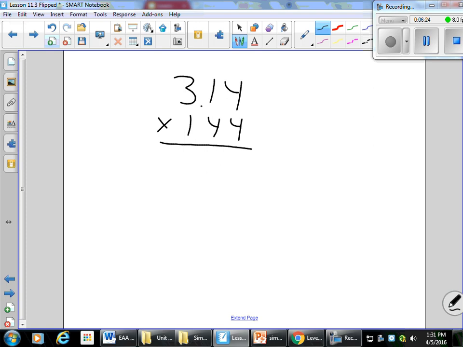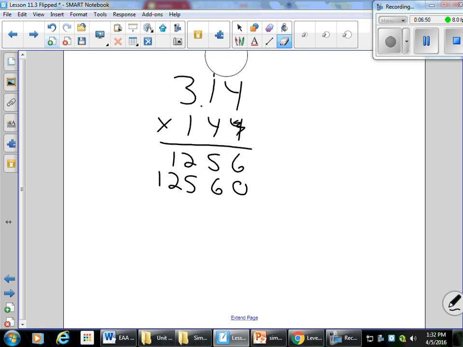Watch closely with this problem. 4 times 4 is 16. 4 times 1 is 4, plus 1 is 5. 4 times 3 is 12. Cross off the 4, place value holder. 4 times 4 is 16. 4 times 1 is 4, plus 1 is 5. 4 times 3 is 12.